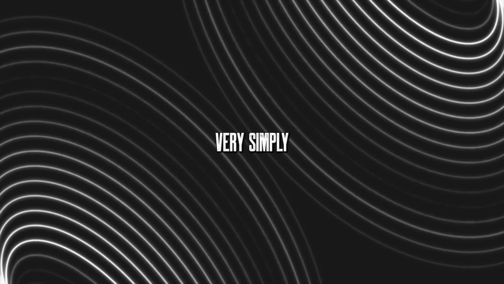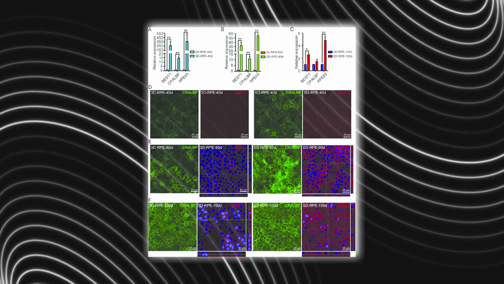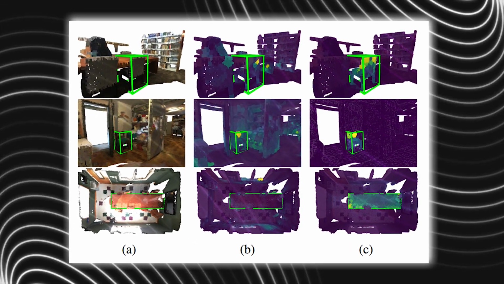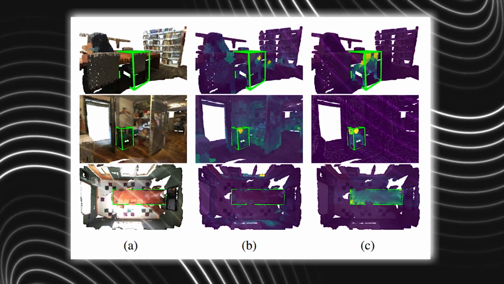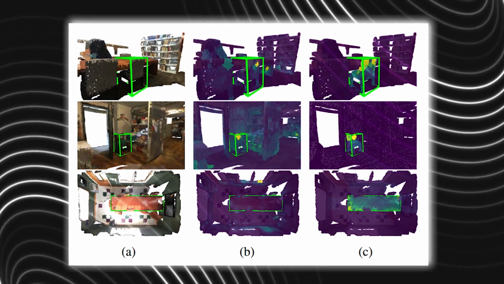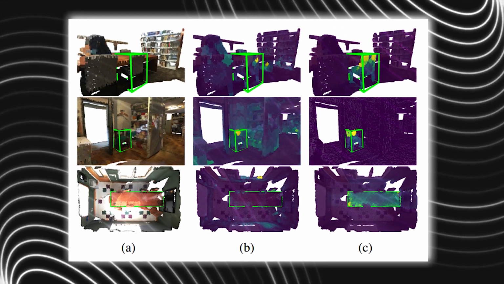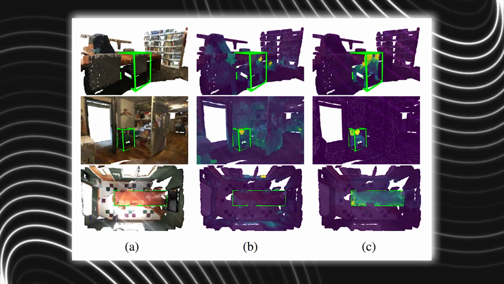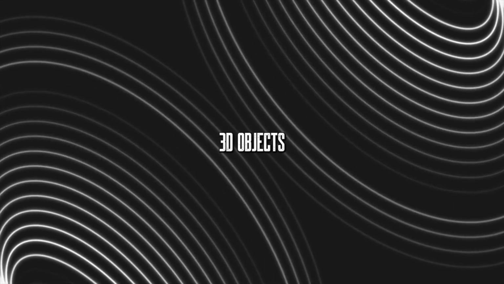To put it very simply, this method pays attention to where the objects are in the picture by using boxes to represent them. For example, if there is a chair in the picture, it uses a box to show where the chair is. Then it looks at points that are inside the box and ignores points that are far away from the box. This makes it easier to find the chair while also adhering to the principle of locality at the same time. They've also improved some other things, like how they prepare the pictures for finding 3D objects.